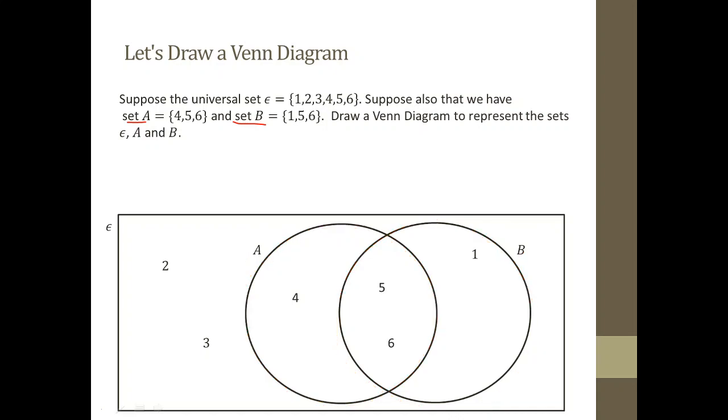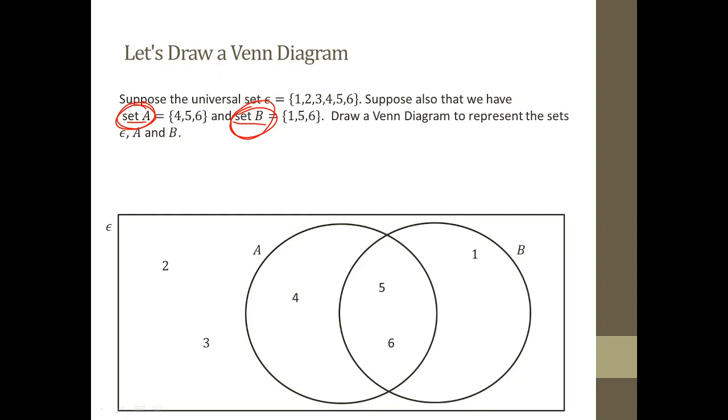Now, let's put in the elements. I would advise you not to put all the elements in. Don't look at the elements in the universal set first. Try not to do that. Don't start with that. Instead, I want you to start with set A and set B. Try not to start putting all the elements into the universal set. Rather, look at the smaller sets first, set A and set B, and put all the elements in there first.